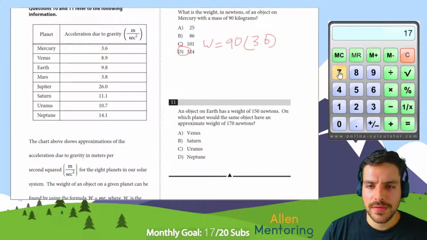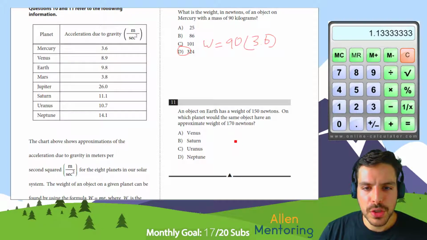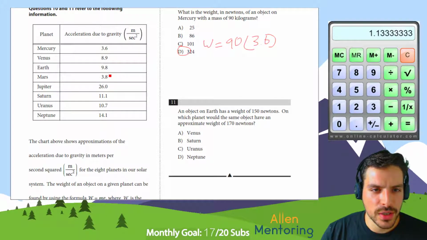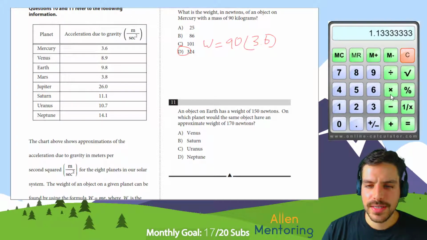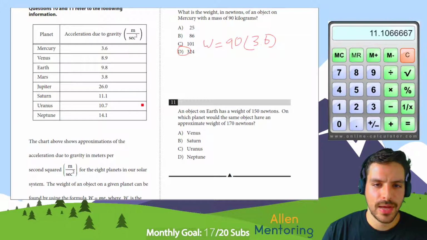So 170 divided by 150 is equal to 1.133. We want to know which of these other accelerations is 1.133 times bigger than Earth. Earth is 9.8. If we multiply 9.8 times 1.133, we want to find the one that has about 11.1 in this case. And so that will be Saturn.